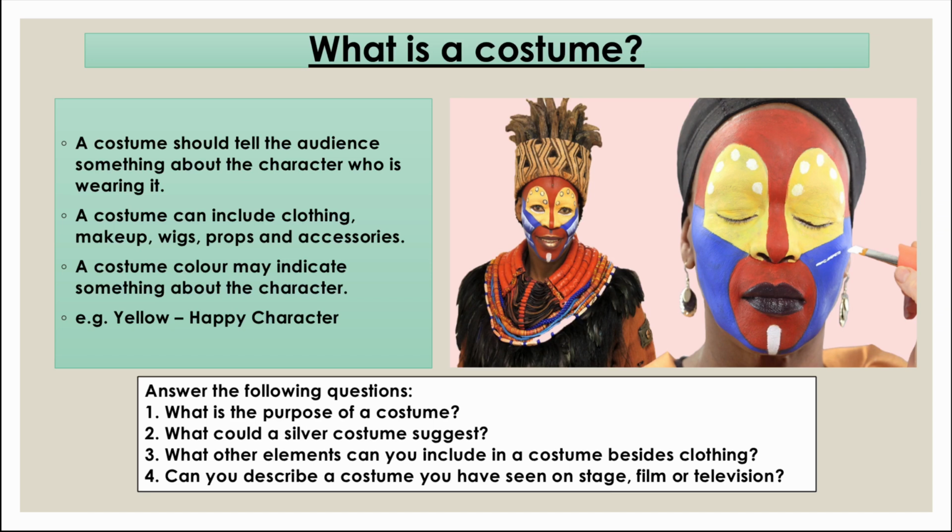So, grab a piece of paper and a pen and answer the questions in full sentences. Question 1. What is the purpose of a costume? Question 2. What could a silver costume suggest about the character? Question 3. What other elements can you include in a costume besides clothing? Question 4. Can you describe a costume you have seen on stage, film, or television? Try to include the key words from the second slide.